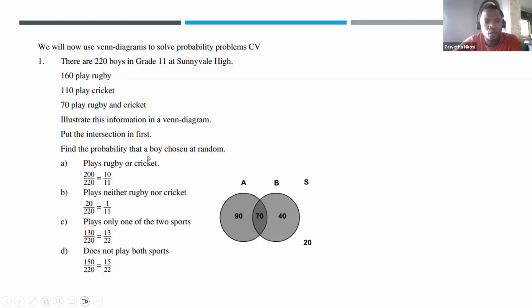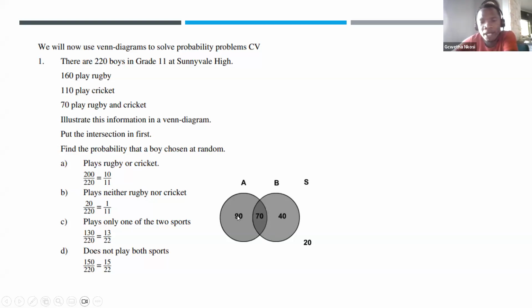So now we come again, we look for those who play cricket, the overall of cricket. Remember, the 70 here, it does play cricket as well. So now when we want to find the overall who plays cricket, we are going to say 110 minus that intersection, those who play both cricket and rugby. So you are getting 40. So now when you add 70 plus 40, this one should give you 110. So now you have illustrated the information that they've given you above.